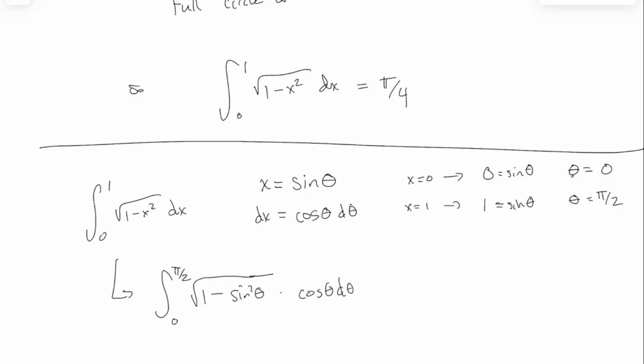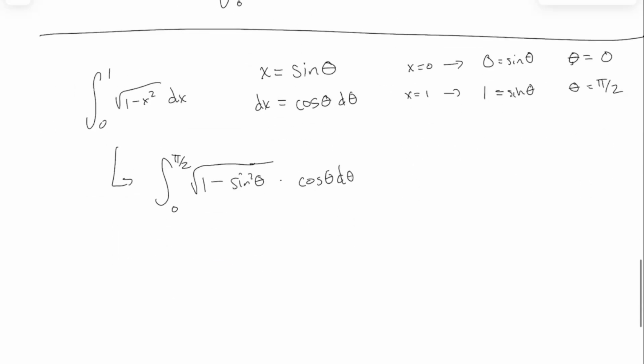What I really don't like is the square root sign here. 1 minus sine squared is cosine squared. So then I start to like it. The integral from 0 to pi over 2 of the square root of cosine squared theta times cosine theta d theta.